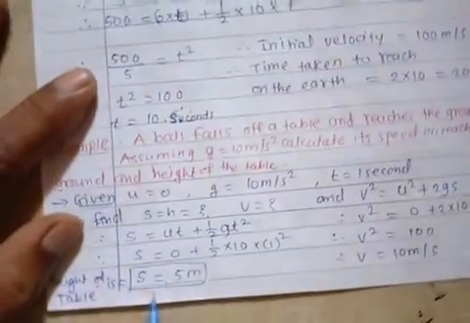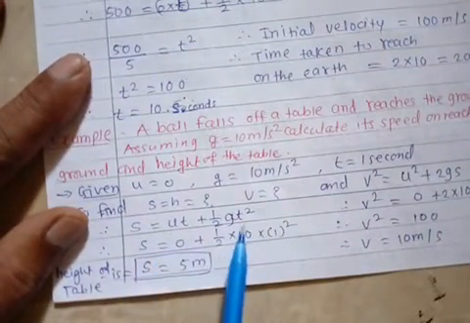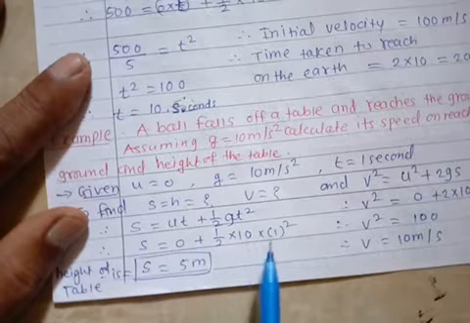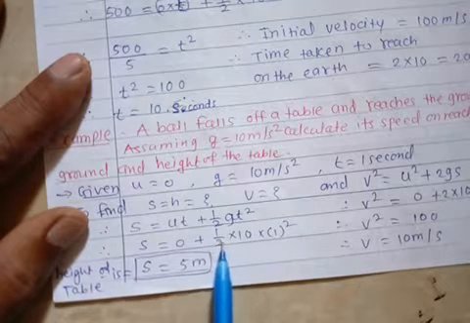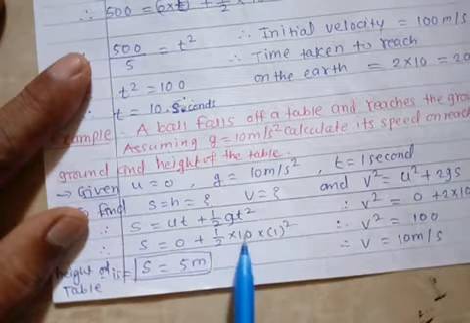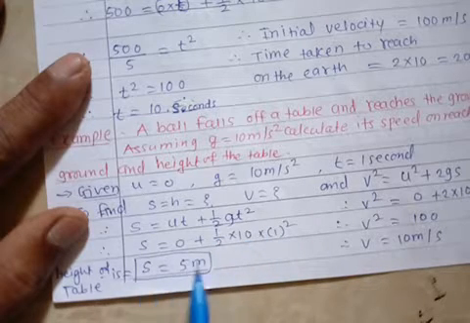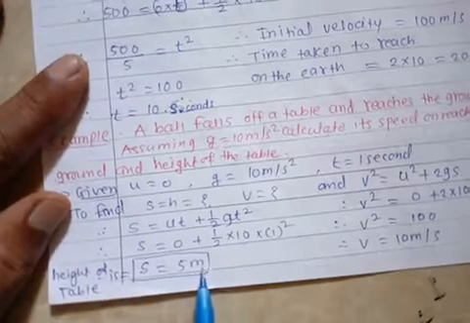The formula is s equals ut plus 1 half gt square. S equals u is 0, half into g is 10, t is 1, 1 square is 1. 2 divided by 2 is 1, 10 over 2 is 5. Only 5 remains. Therefore s equals 5, which means the height of the table must be 5 meter.